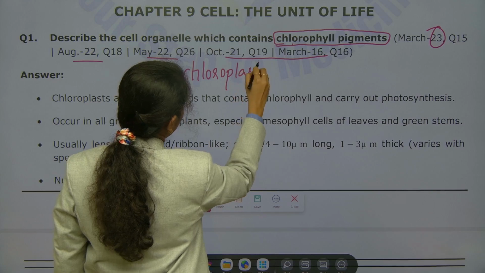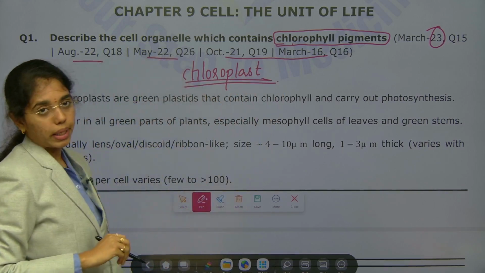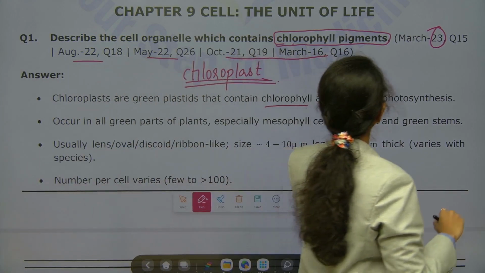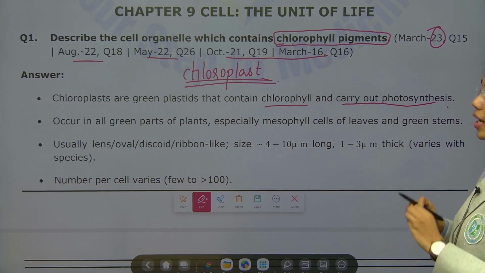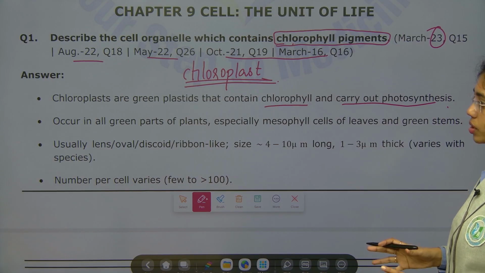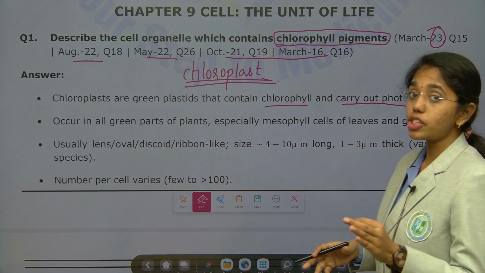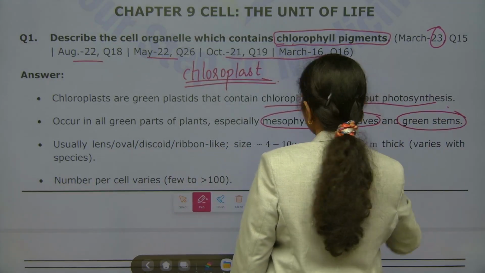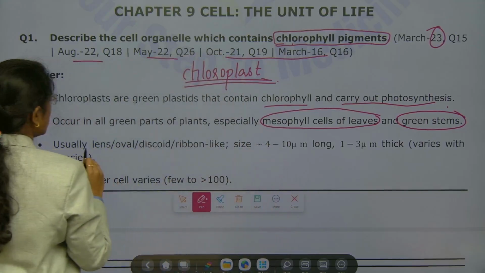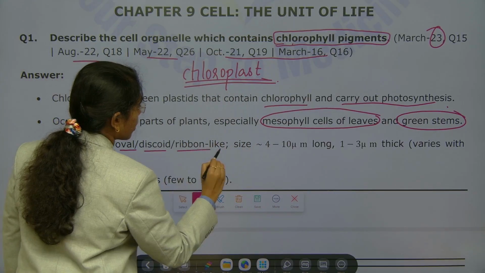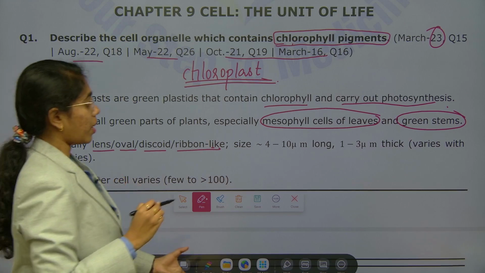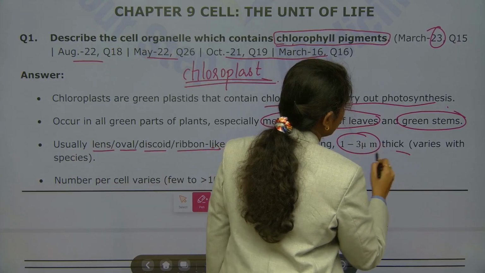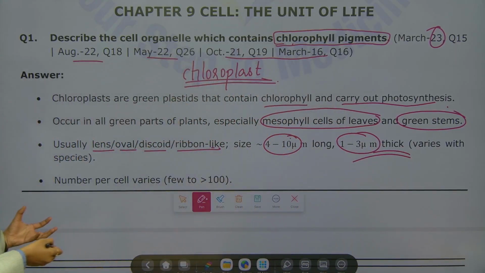Chloroplast is the cell organelle which contains chlorophyll pigments. So here chloroplasts are green plastids that contain chlorophyll and they carry out photosynthesis. This occurs in all green parts of the plant, especially mesophyll cells of the leaves and in green stems. This is usually lens, oval, discoid or ribbon-like in shape. The size may vary from 4 to 10 micrometers long and 1 to 3 micrometers thick. This varies within different species.